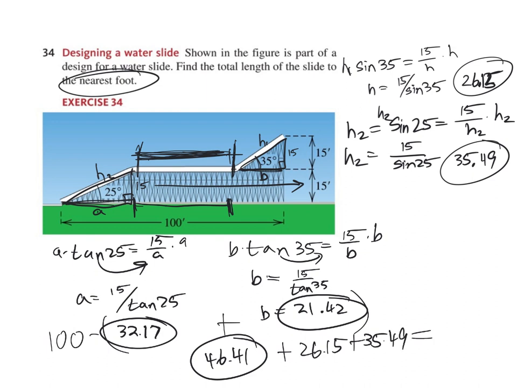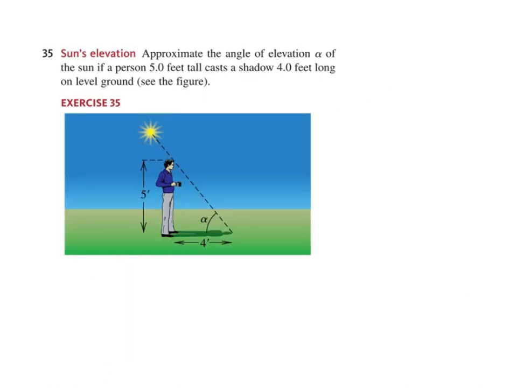So plus 26.15, I mishit the button, 46.41 plus 26.15 plus 35.49. And we get 108 feet, round to the nearest foot, it says. Okay, so the harder ones take a little bit longer, but most of these are just real quick answers. All right, so now this shouldn't be too bad.